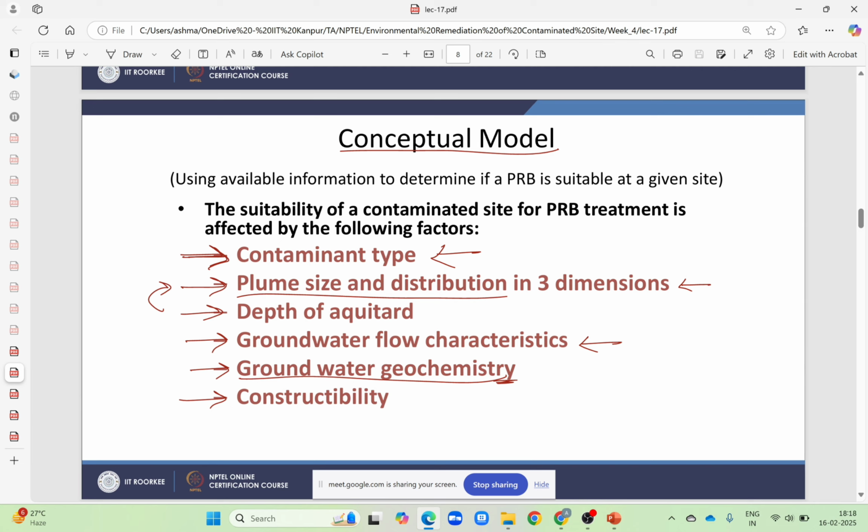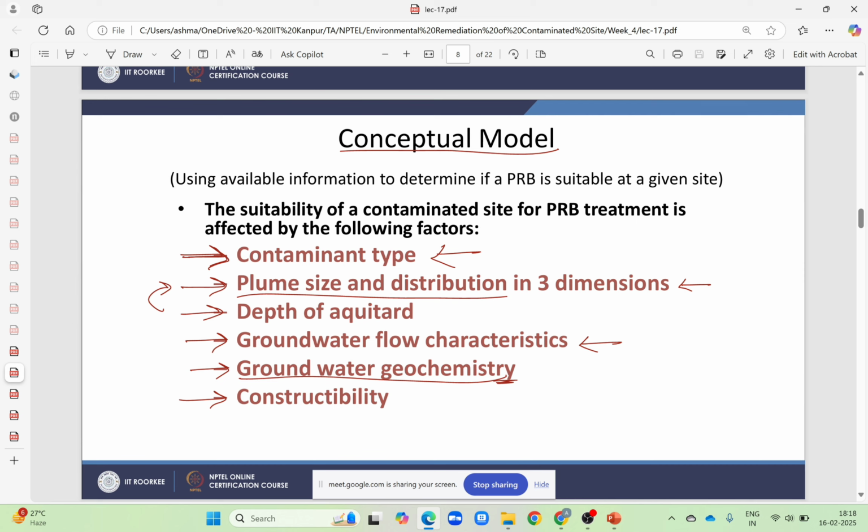Proper knowledge of the field size and distribution of the aquifers is very, very important, because sometimes if there is some rain and the direction of the groundwater flow changes, and we have not taken this into account, then the PRB will not be able to remove the contaminant, and we can see a higher concentration of the contaminant in the pumped water.